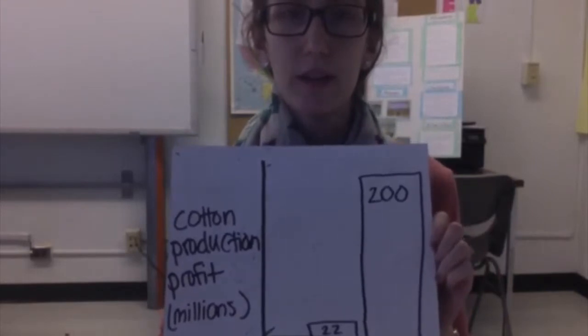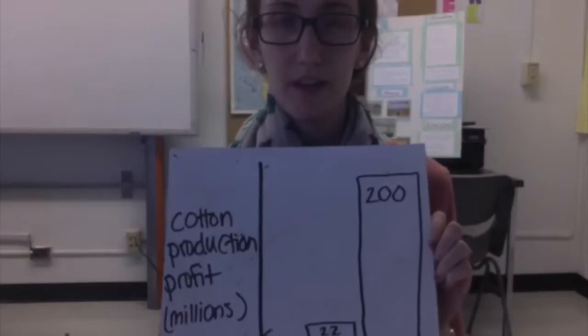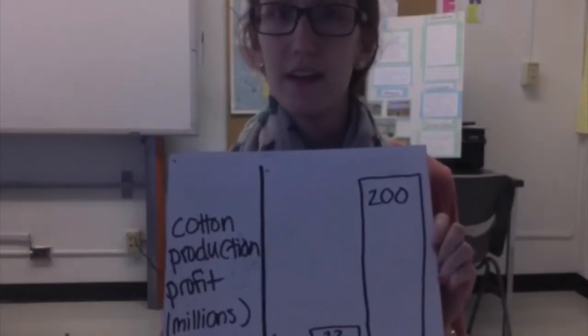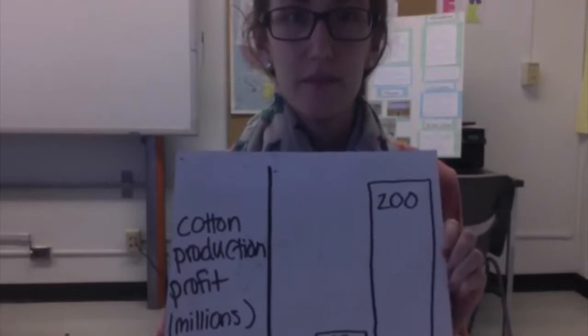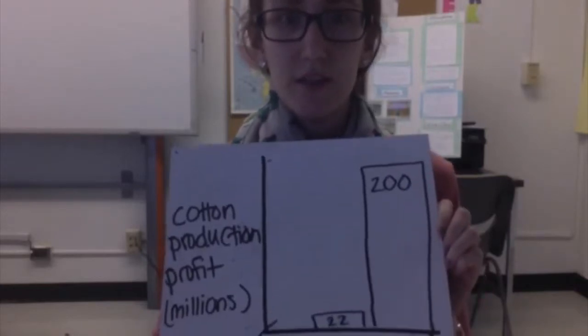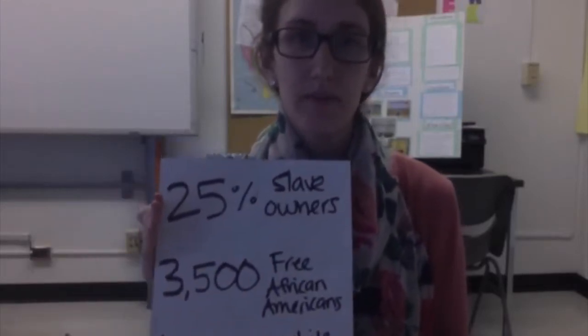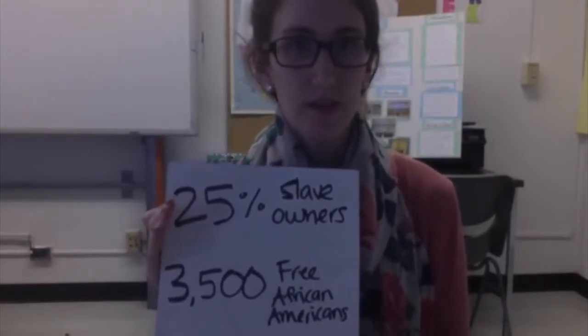So in 1820, there was $22 million each year profited from cotton production and sold to other countries such as England. And then by 1830, just 10 years later, it had increased 10 times to $20 million per year in all of the southern states, generating from cotton. And I have some more statistics for you about the pre-Civil War South. So at that time, only 25% of Southerners were slave owners, and in Georgia there was 3,500 free African Americans.